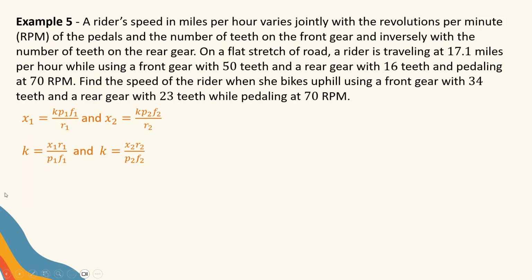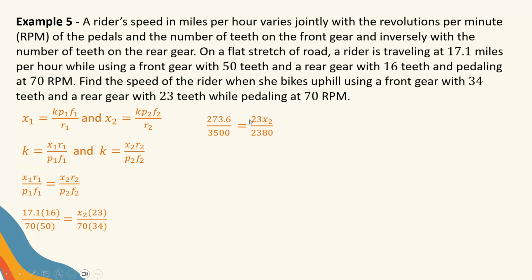So our proportion will be x1 times r1 over p1 times f1 will equal then our second set, x2 times r2 over p2 times f2. So substituting in our given information, 17.1 for x1, 16 for r1, and then 70 for p1 and 50 for f1. And then 23 for r2, 70 for p2, 34 for f2.